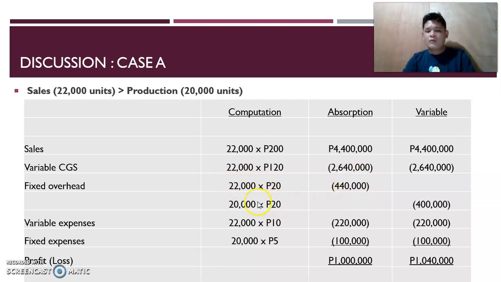So, what if sa problem, tinanong, compute for the contribution margin under absorption and variable costing. Under absorption costing, di ba, ang formula natin class is sales less variable cost of goods sold, to get the contribution margin. So, under absorption, 4,400,000 less the variable cost of goods sold na 2,640,000 and then less 440,000 na fixed overhead, since 440,000 will be part of your product cost. So the contribution margin will be, magkano? Kindly compute kung may mga calculator kayo. So that will be 4,400,000 less 2,640,000 less 440,000.